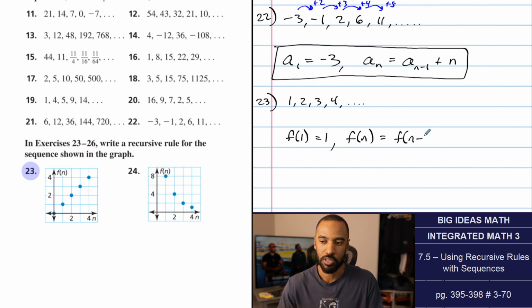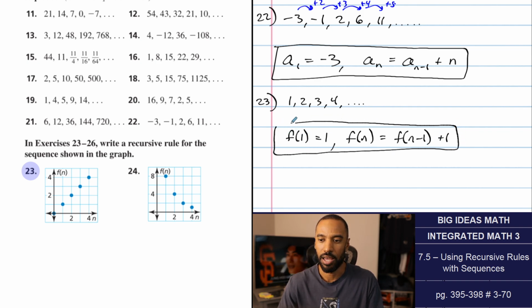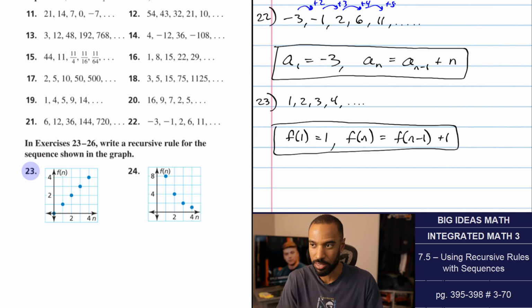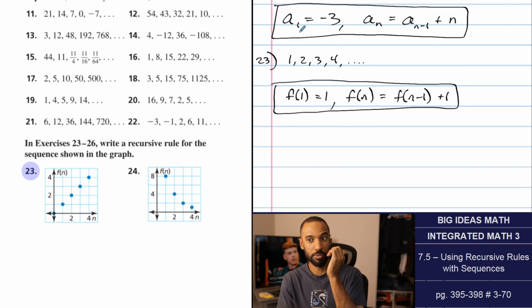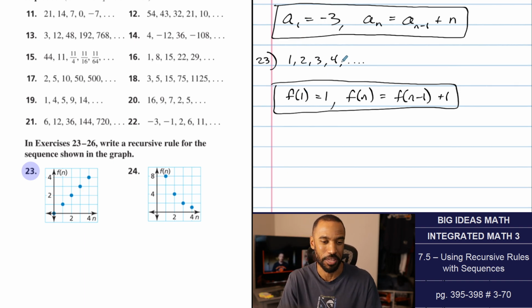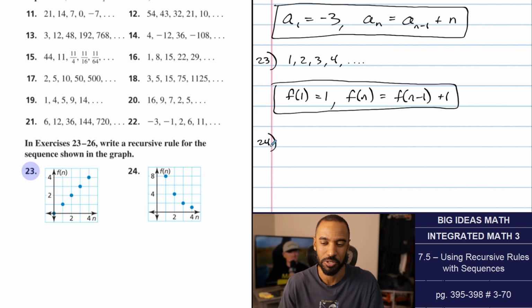So it takes the previous term plus 1. And I'm using function notation because this says f of n on it. I should have mentioned that. So I seamlessly went to that without even thinking about it. So I realize I have to explain that to you now.